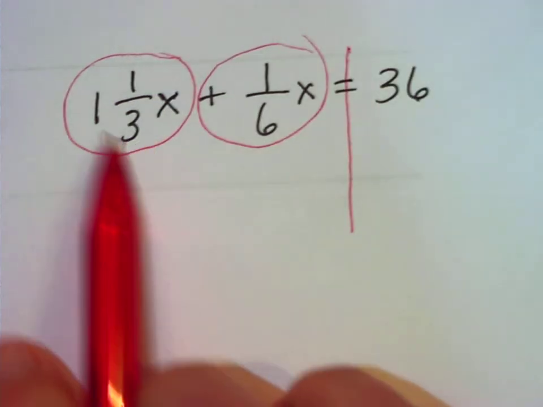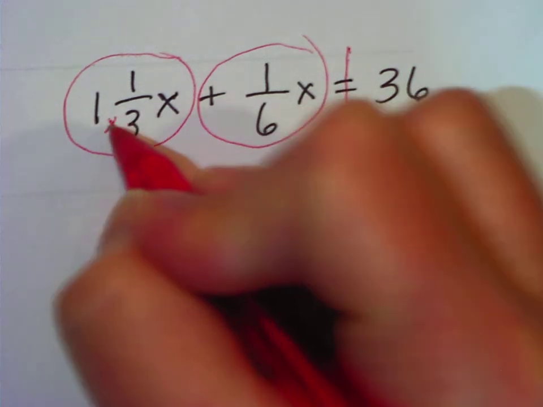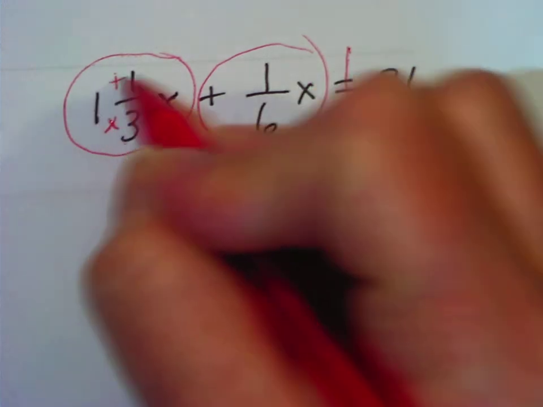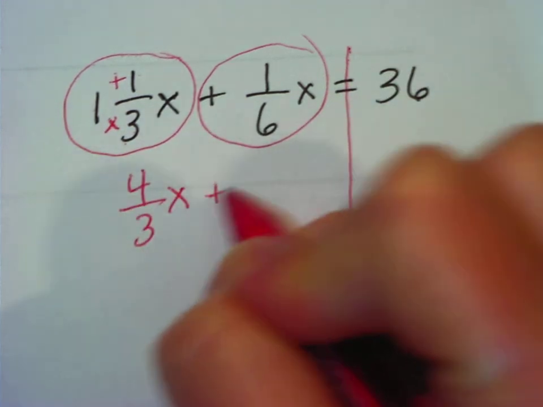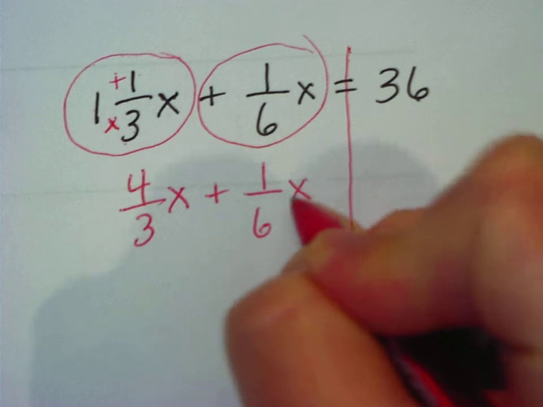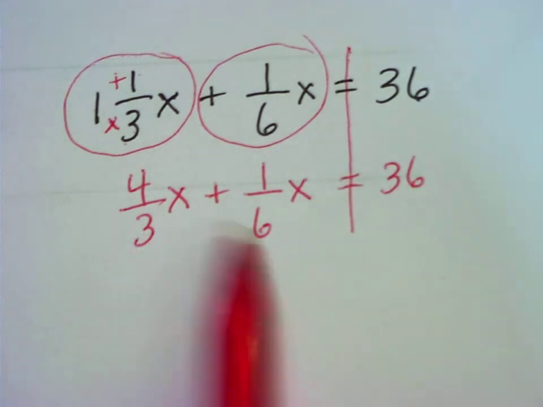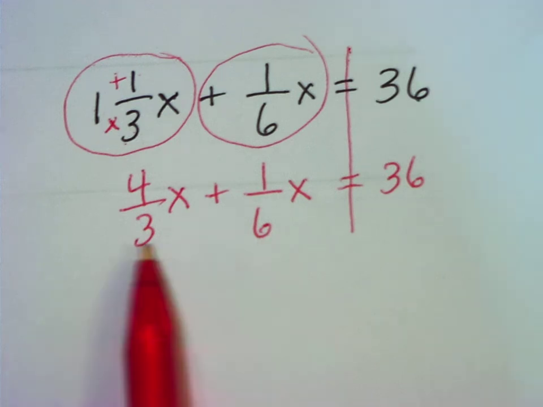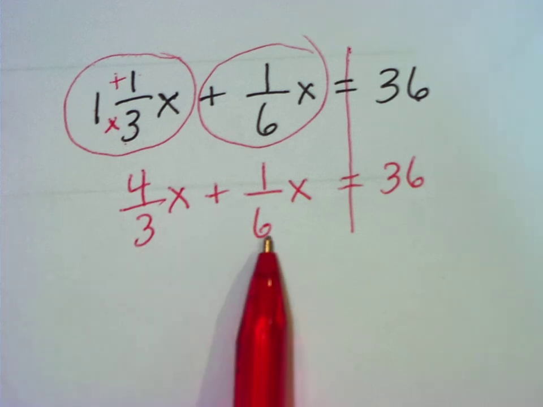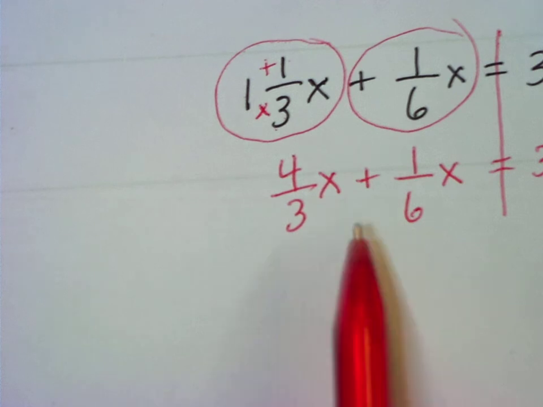So what I'm going to do is change this mixed number to an improper fraction. I'm going to do 3 times 1 is 3, plus 1 is 4/3 x. I'm going to do that first, plus 1/6 x. Okay, so now in order for you to add or subtract any fractions, you have to come up with common denominators. These bottom numbers are not the same. So right over here on the side, I'm going to come up with common denominators.